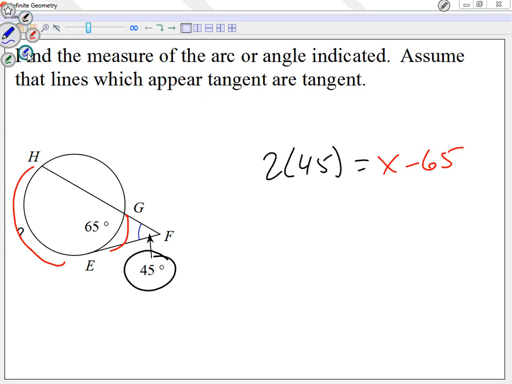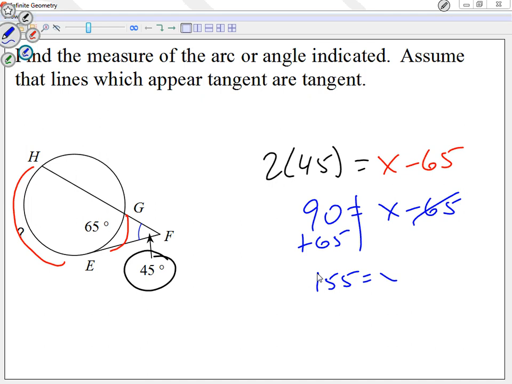All right, so now let's work this out. 2 times 45, we get 90. 90 is equal to x minus 65. Let me separate the sides to the equal sign. My negative 65, let me move it to the left. That's a plus 65. So we get 155 is equal to x. So in this case, the arc, the unknown, is 155.